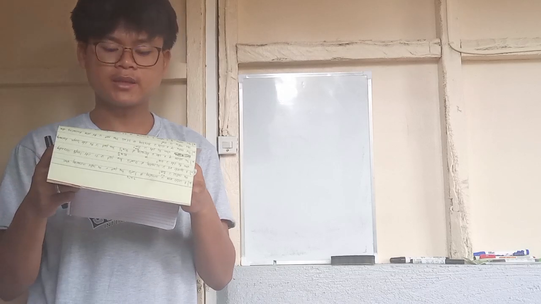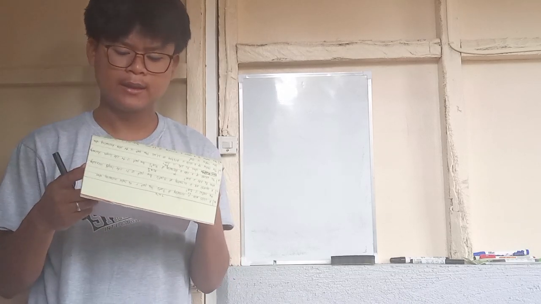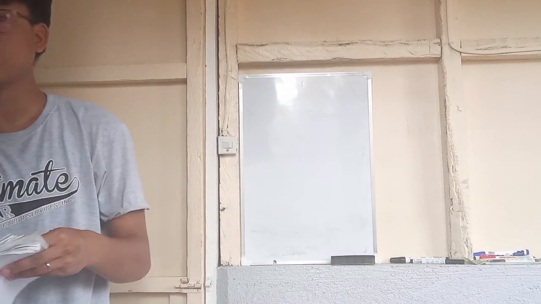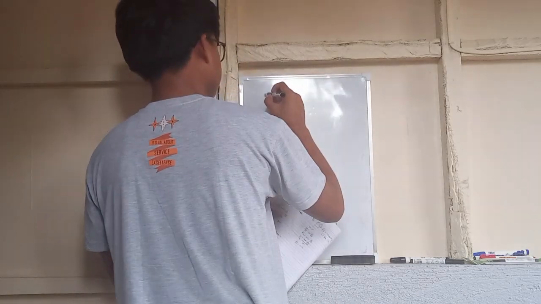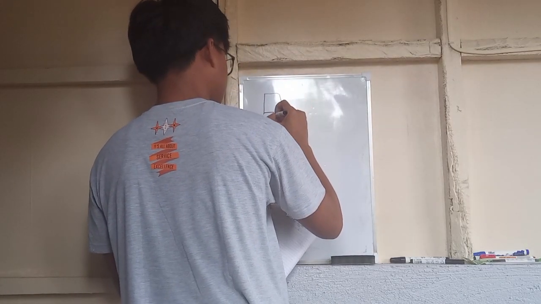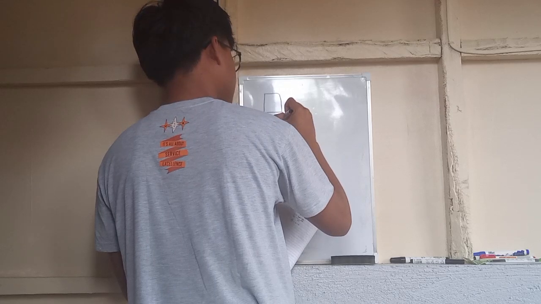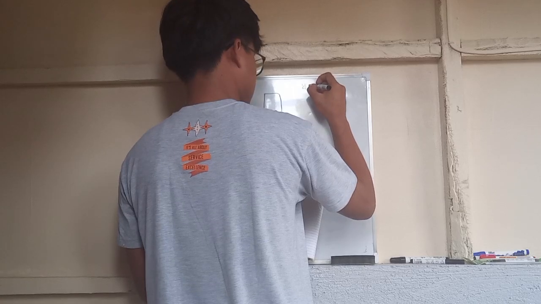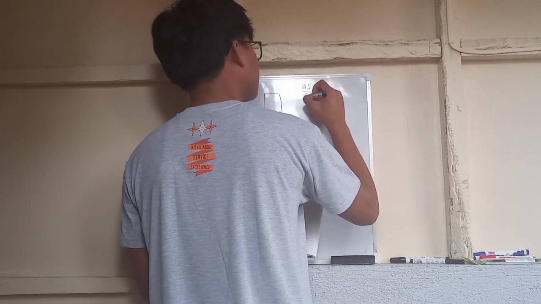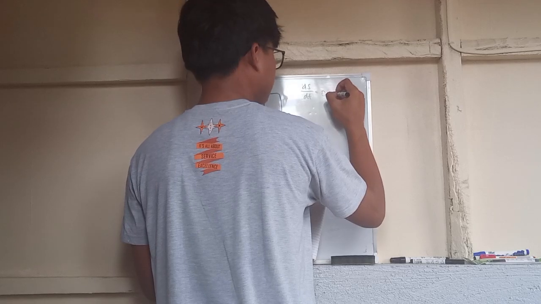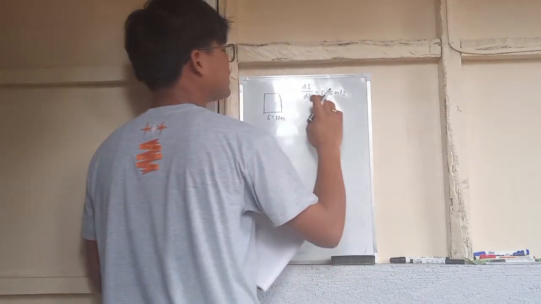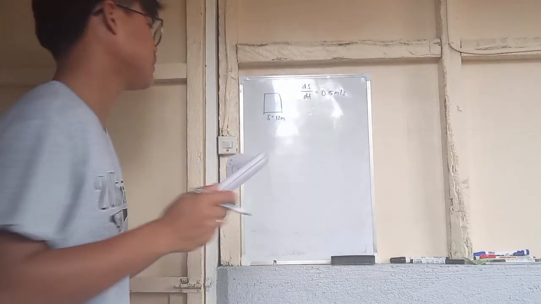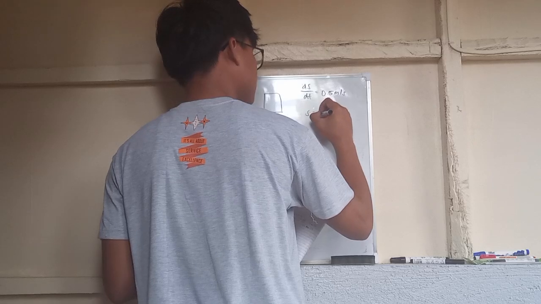A square mirror side is increasing at 0.5 meter per second. How fast is its area increasing when the side is 12 meter? So first, we'll draw the square having the side of 12 meter. Then, it is stated in the problem that the rate of the side is equal to 0.5 meter per second, and it is positive because it is stated that it is increasing. So the side is 12 meter.